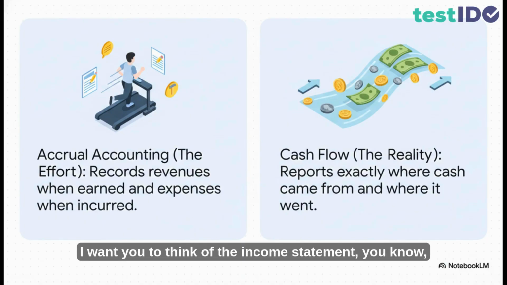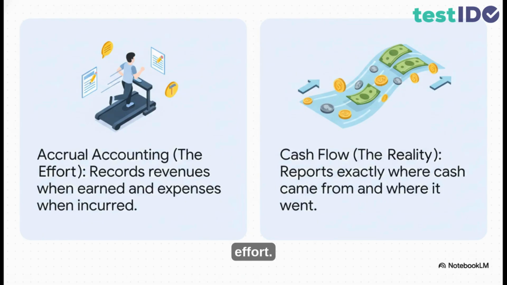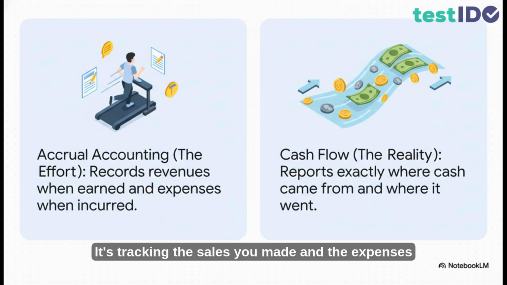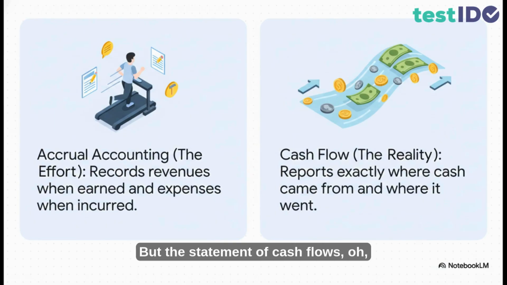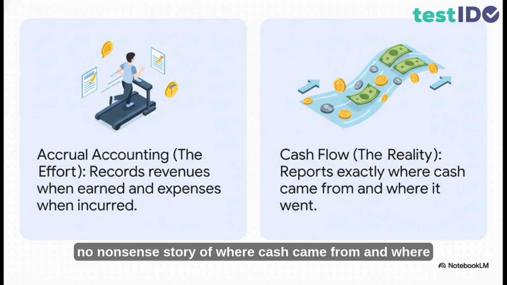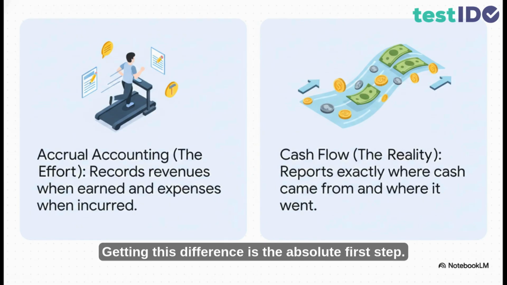I want you to think of the income statement, the one that uses accrual accounting, as a measure of effort. It's tracking the sales you made and the expenses you incurred, but it doesn't care when the money actually moves. But the statement of cash flows? Oh, that's the reality. It's the unfiltered, no-nonsense story of where cash came from and where it went. Getting this difference is the absolute first step.